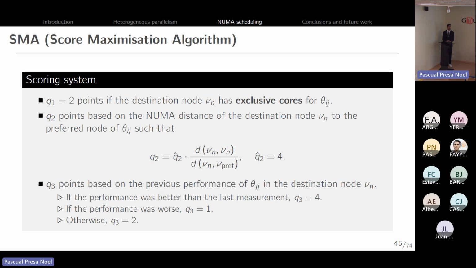Our scoring system is quite simple, since we have to keep overhead as low as possible. So we have three kinds of points. Q1 points are given if we can guarantee a thread to be given an exclusive core. Q2 points are given based on the NUMA distance, taking into account affinity between threads and its data. Finally, we have Q3 points based on historic performance measurements, taking into account that historic measurement.